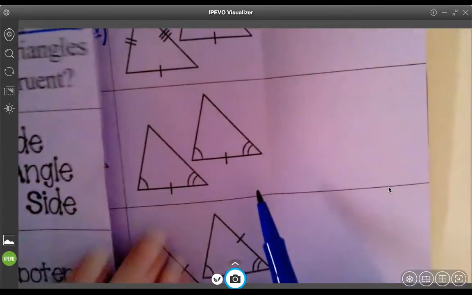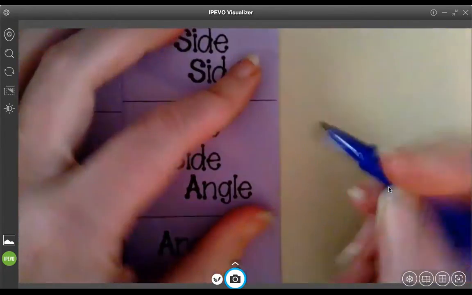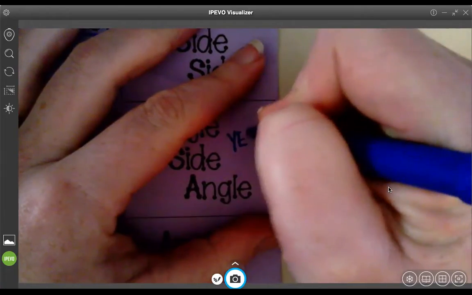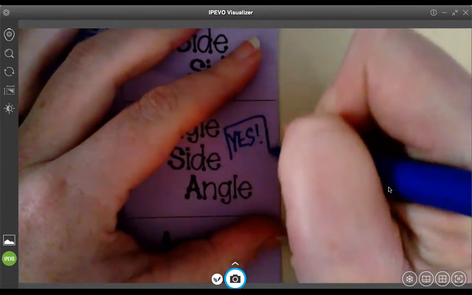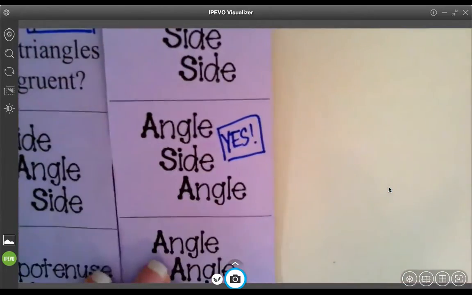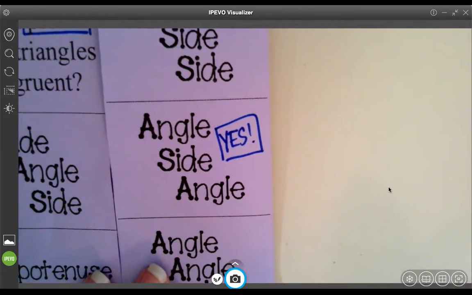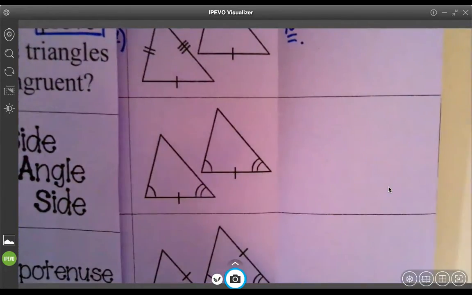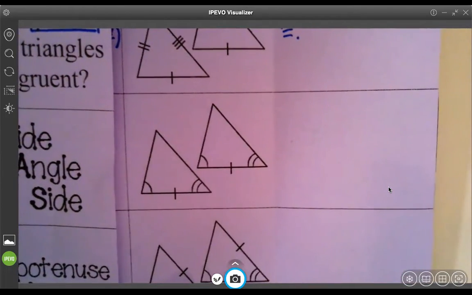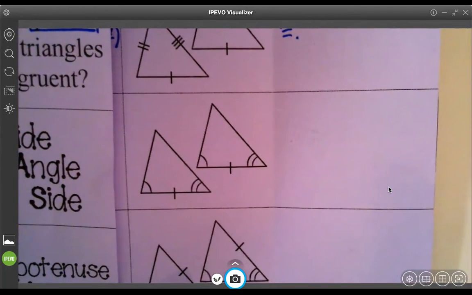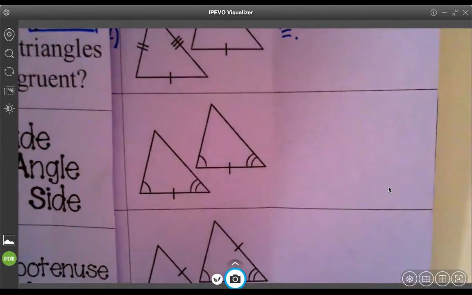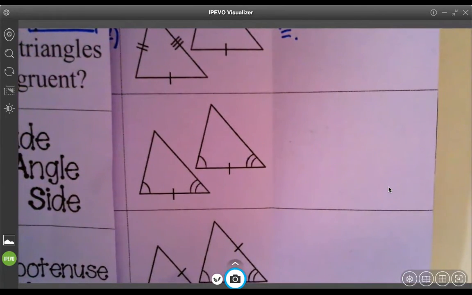So let's look down here at this one. This one is angle, side, angle. You can prove with angle, side, angle that they are, or you can prove that they are not. Angle, side, angle is enough information, and let's look at why. I said at the bottom of this column that if you have two angles, you really know the third one because you can just subtract from 180. And at the bottom, we said that the angles alone were not enough to prove congruence because it didn't tell us what size the two triangles are.